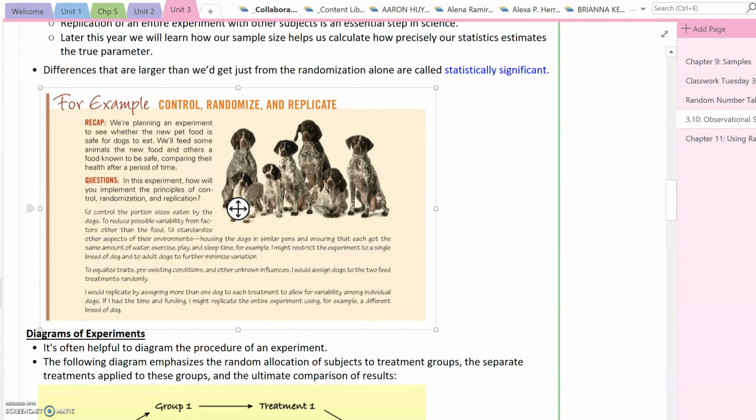So looking at an example, again, we're looking at the dog food and whether or not the new dog food brand is healthy. To control for our control, randomization, and replication, we could do the following. If you're trying to control the variables, so we are just specifically looking at dog food, you're going to want to look at a couple things. You're going to want to make sure that all the dogs are eating the same amount of food. So you're going to want to control portion sizes. That way the dogs are all getting the same amount of food.